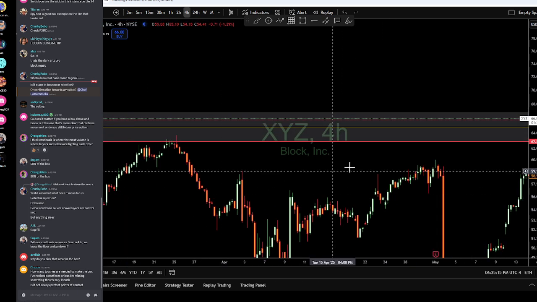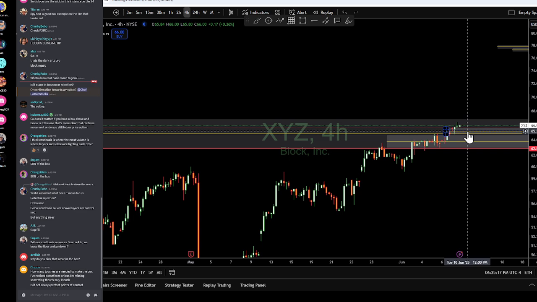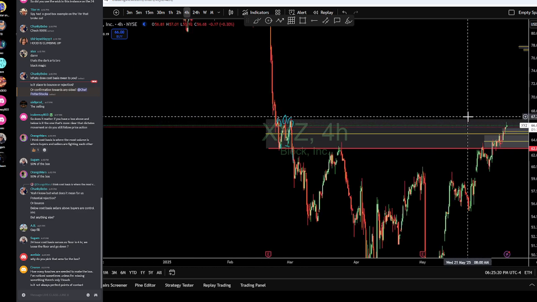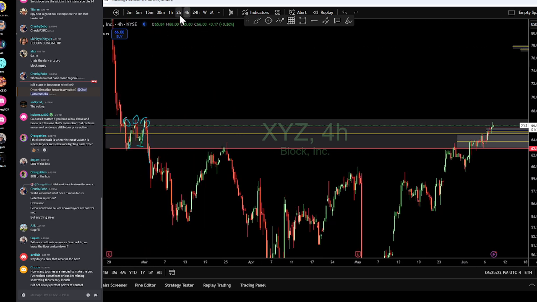The box is well constructed. Again, we're moving through it a little bit like pond water, but I fully expect this thing to move up and out.